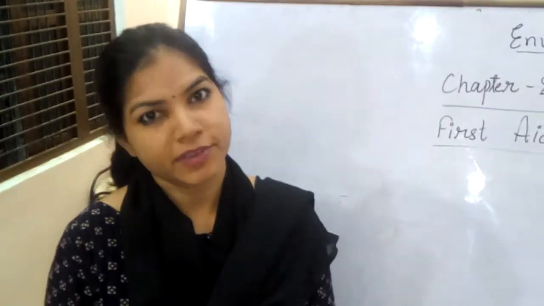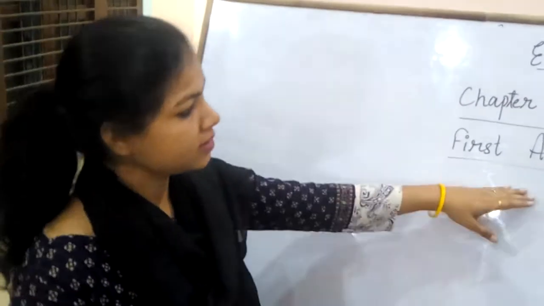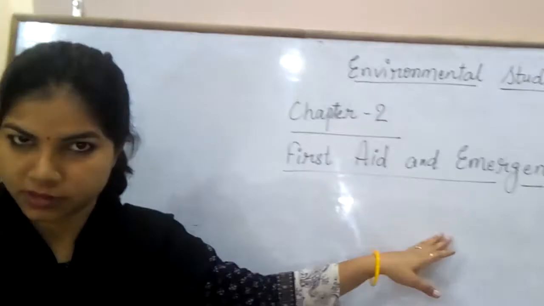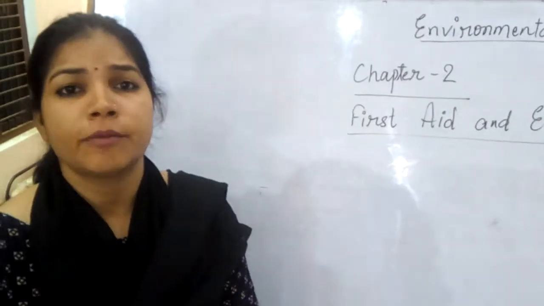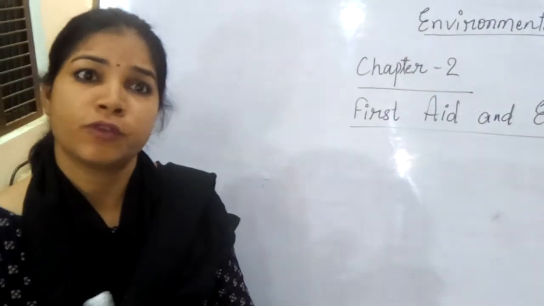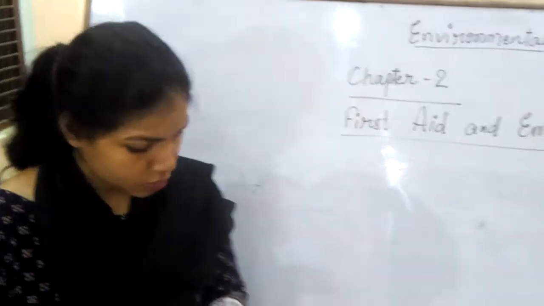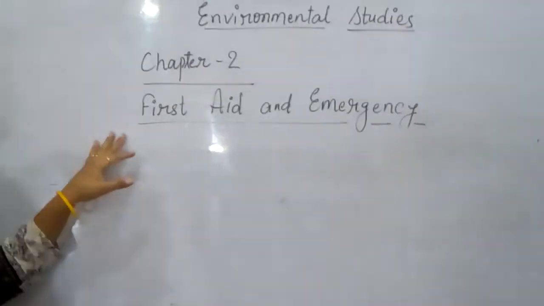We have completed our first chapter for the revision. Now we should start the second chapter, first aid and emergency. Why are we doing revision for all the chapters? Because it is more important to revise whatever you have learned. So let's talk about our second chapter, first aid and emergency.